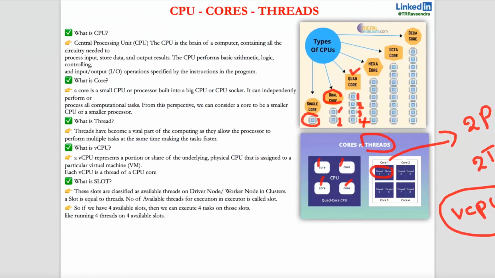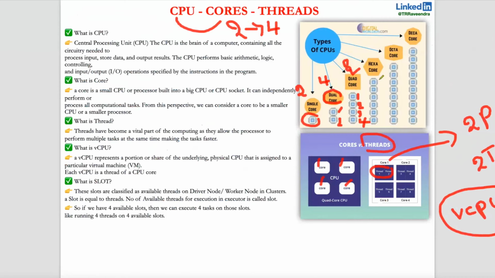So a physical CPU can have n number of cores. You see this is a dual core CPU. It has 2 cores. Then each core has 2 threads, so total 4 threads. So you can run 4 tasks or 4 processes. So nothing but 4 vCPUs. So single core is 2 vCPUs, dual core is 4 vCPUs. 2 into 2, 4 vCPUs. Quad core, 8 vCPUs. Like this you can go on.